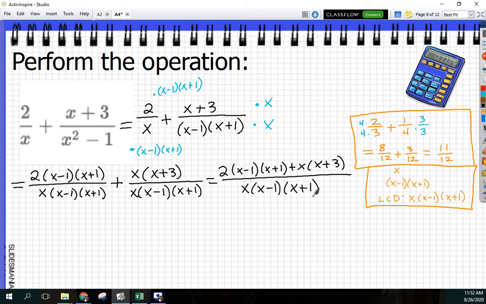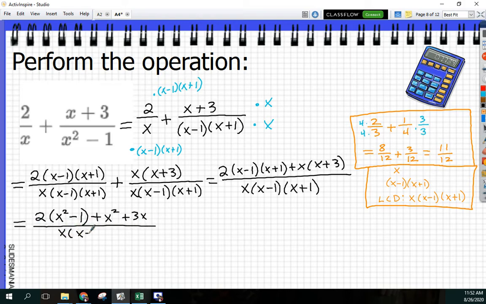Now, that fraction looks kind of ugly right now, and we don't really want to leave it like that. We're going to go ahead and leave our denominator in factored form. However, we're going to multiply together our numerators. So if I multiply together x minus 1 and x plus 1, we're going to end up with x squared minus 1. And then distributing that second x, I get x squared plus 3x.